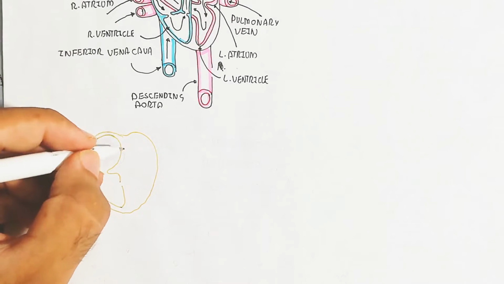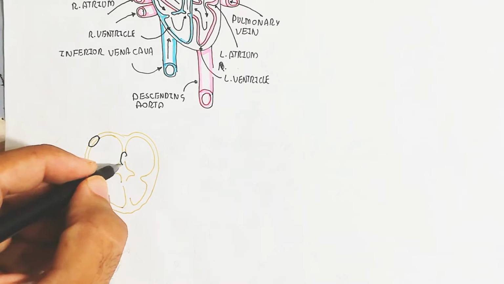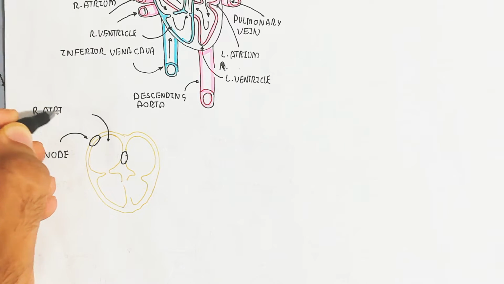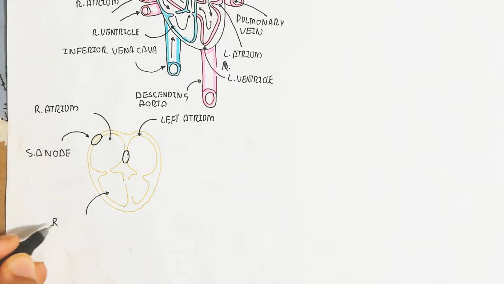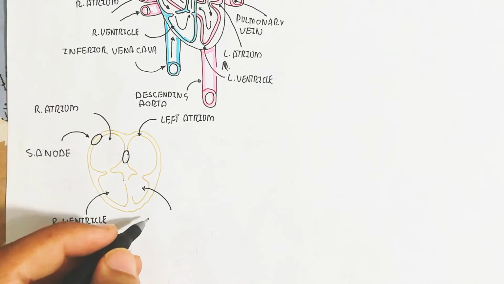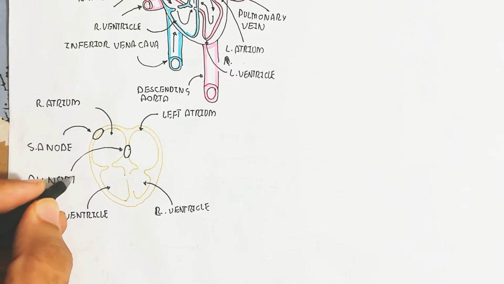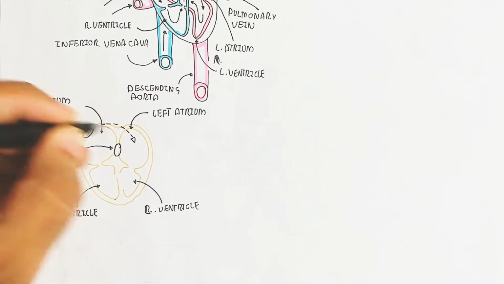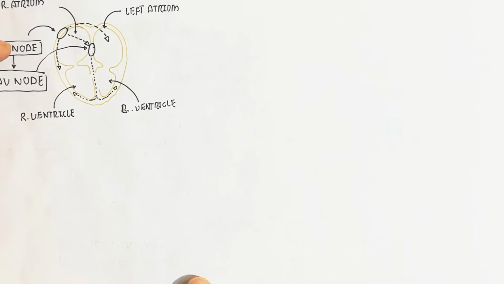So here I am drawing an easy diagram to understand bradycardia and tachycardia. For example, this is the sinoatrial node and atrioventricular node. The sinoatrial node is present in the upper region of the right atrium, and the atrioventricular node is present between both atria. After this, it will fire due to the sympathetic and parasympathetic nerve fibers. Sympathetic nerve fiber means increased heartbeat, so it will move like this for contraction.